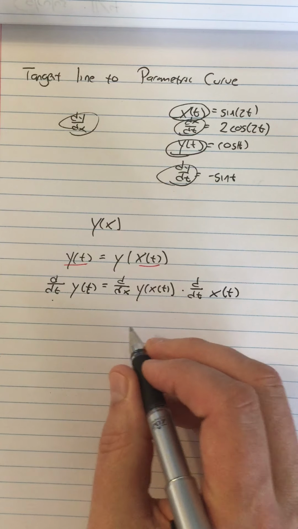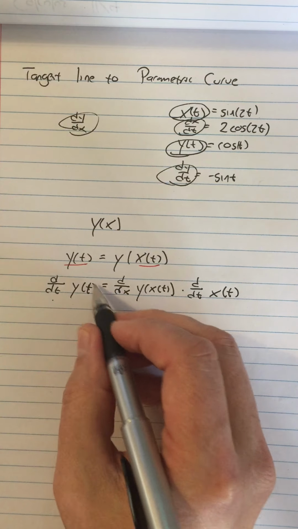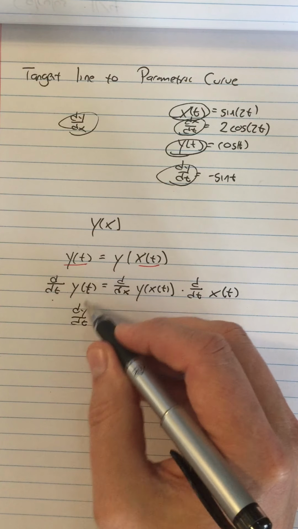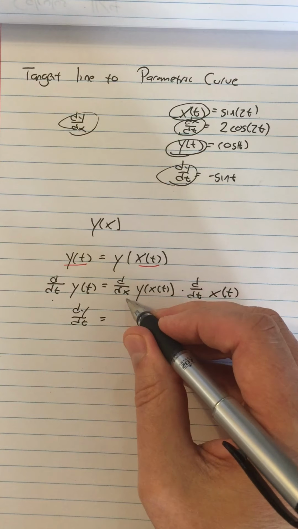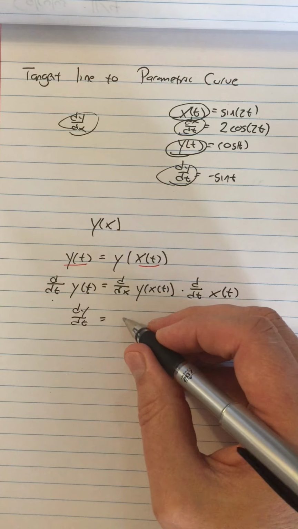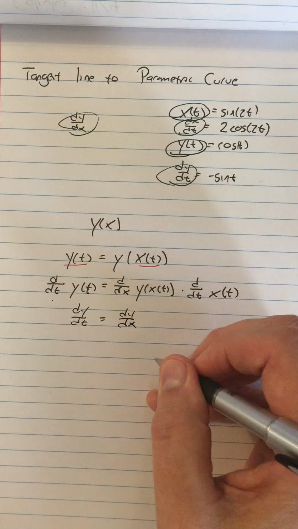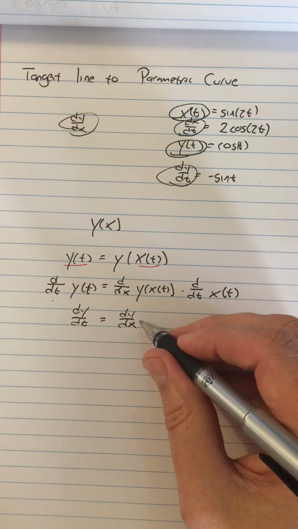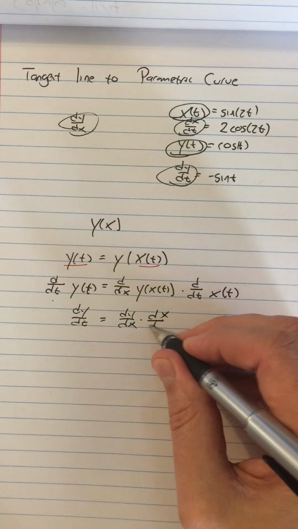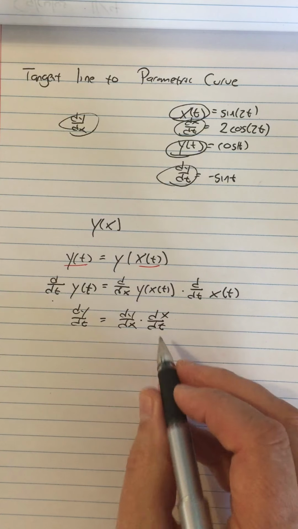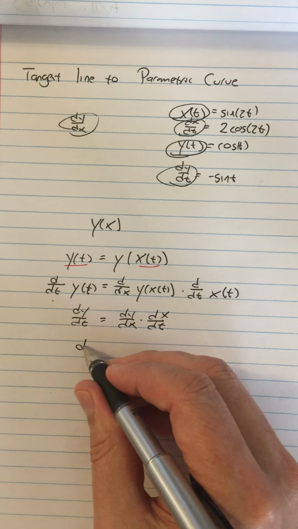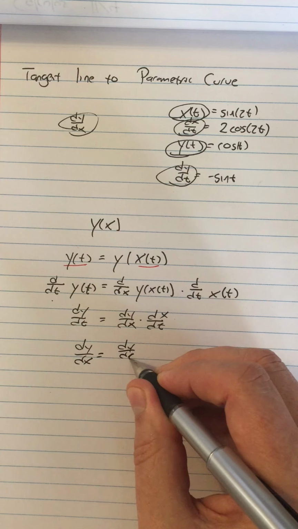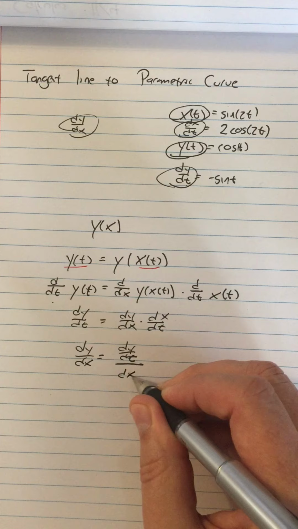All right, then we just want to recognize that this notation is what we mean by dy dt. It's the derivative with respect to t of y. d dx of y of x of t is what we mean by the dy dx that we are interested in. And the derivative with respect to t of x is what we write dx dt. All right, and then we just divide both sides by dx dt, and we get that dy dx is equal to dy dt over dx dt.